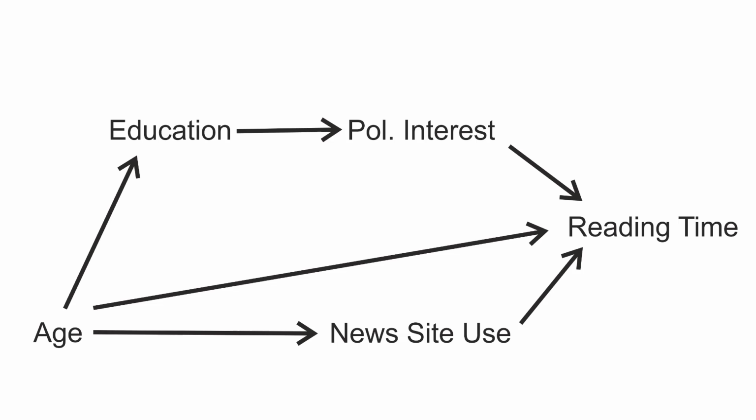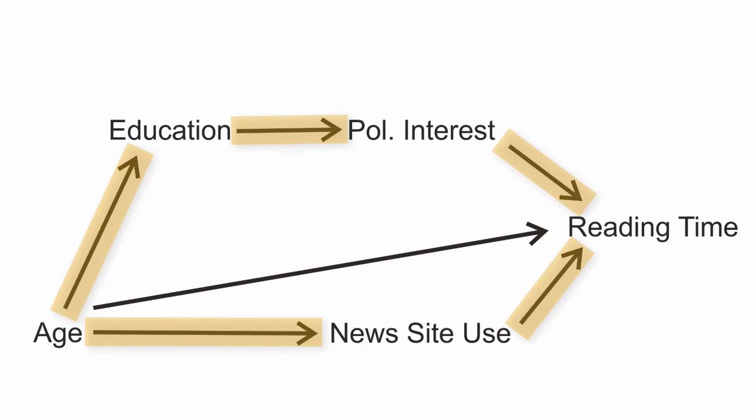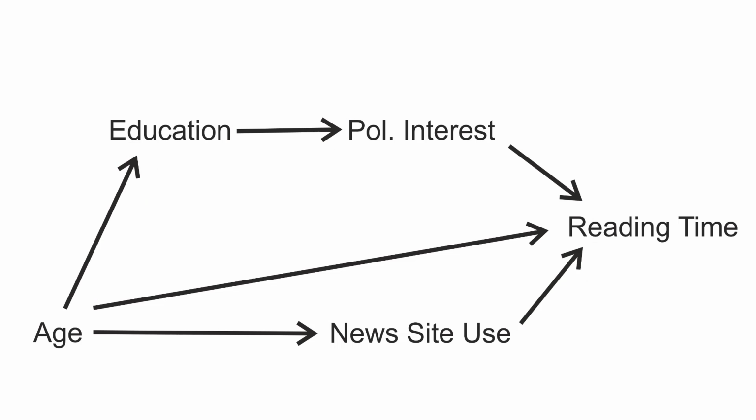We cannot estimate this model in one go in PROCESS, because there is both serial mediation, from age to education to political interest to reading time, and there is parallel mediation because news site use also mediates the effect of age on reading time. We can estimate this model in SPSS as a series of regression models.